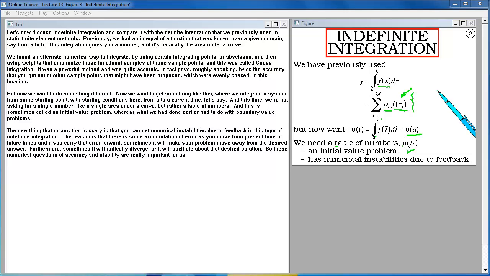value problems. The new thing that occurs that is scary is that you can get numerical instabilities due to feedback in this type of indefinite integration. The reason is that there is some accumulation of error as you move from the present time to future times, and if you carry that error forward, sometimes it will make your problem move away from the desired answer. Furthermore, sometimes it will erratically diverge, or it will oscillate about that desired solution. So these numerical questions of accuracy and stability are really important for us.